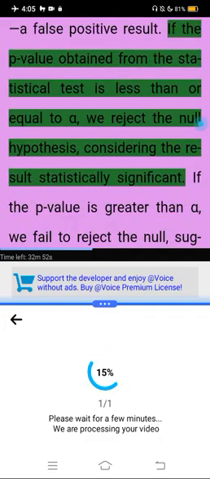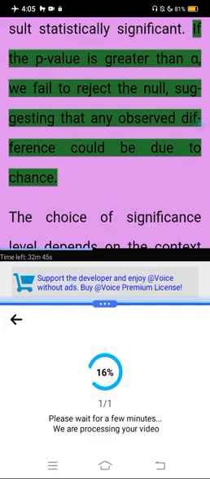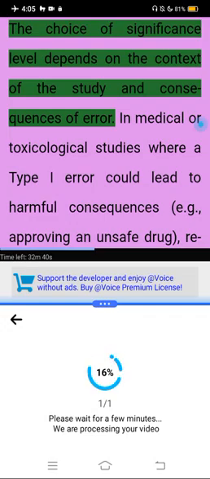If the p-value obtained from a statistical test is less than or equal to alpha, we reject the null hypothesis, considering the result statistically significant. If the p-value is greater than alpha, we fail to reject the null, suggesting that any observed difference could be due to chance. The choice of significance level depends on the context of the study and the consequences of error.